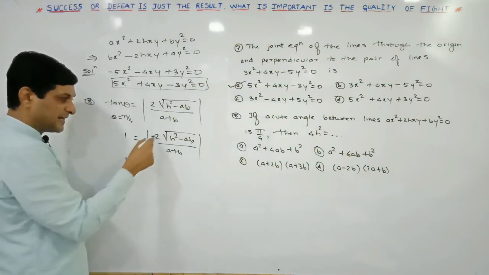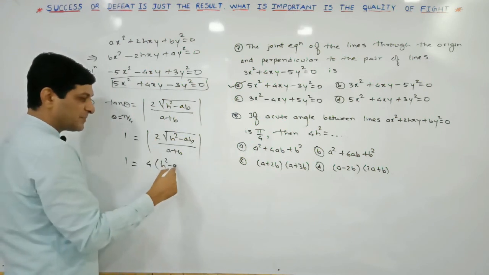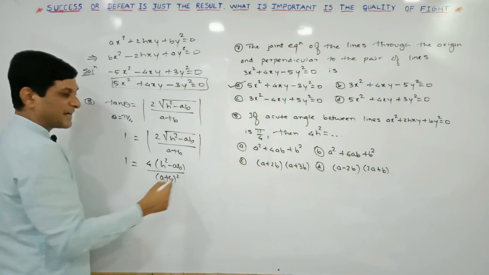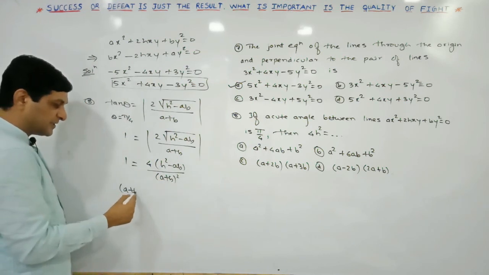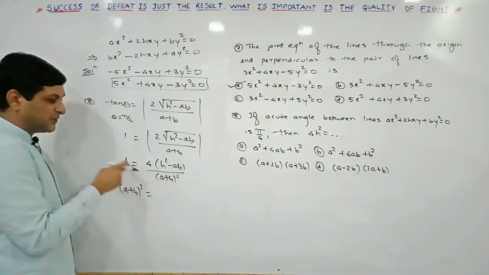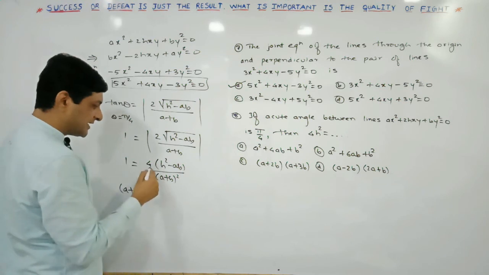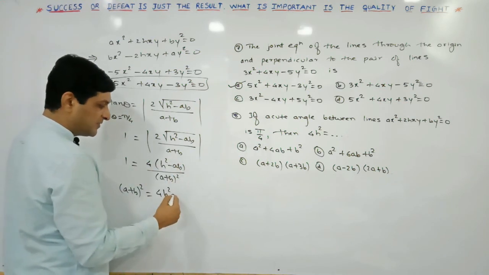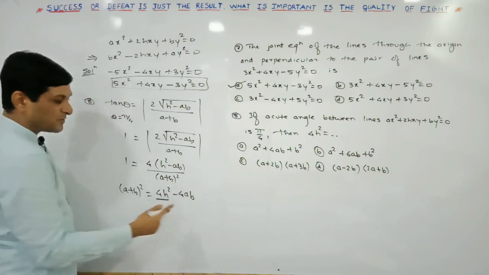So on this side we will get 1, here we will get 4, this root will get eliminated, h square minus ab, and in the denominator we will get (a plus b) whole square. (a plus b) whole square will get multiplied on this side. So on this side we will get (a plus b) whole square into 1, which is (a plus b) whole square. On this side, 4 into h square is 4h square, and 4 into minus ab will be equal to minus 4ab. Now the question is to find out the value of what?